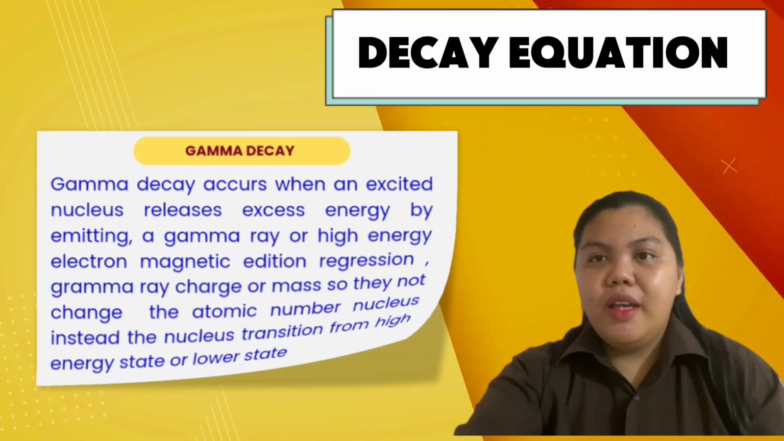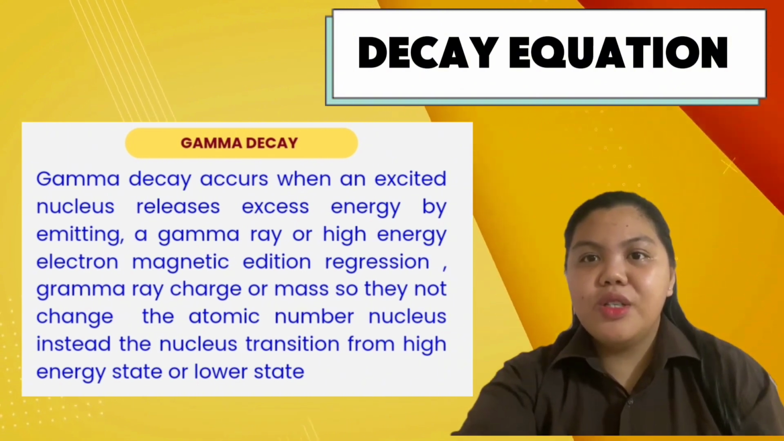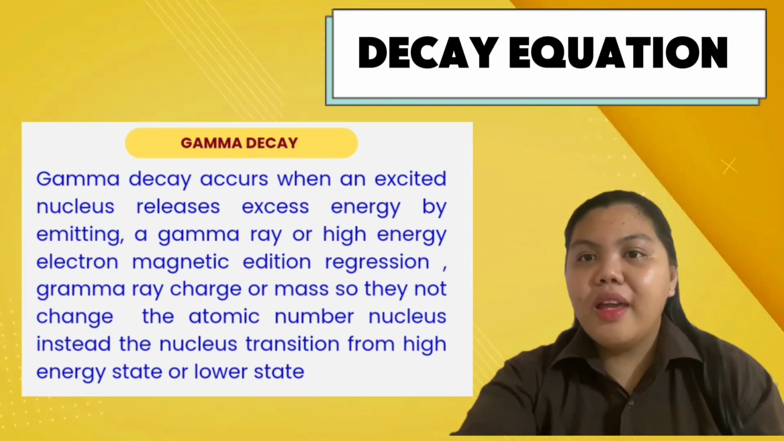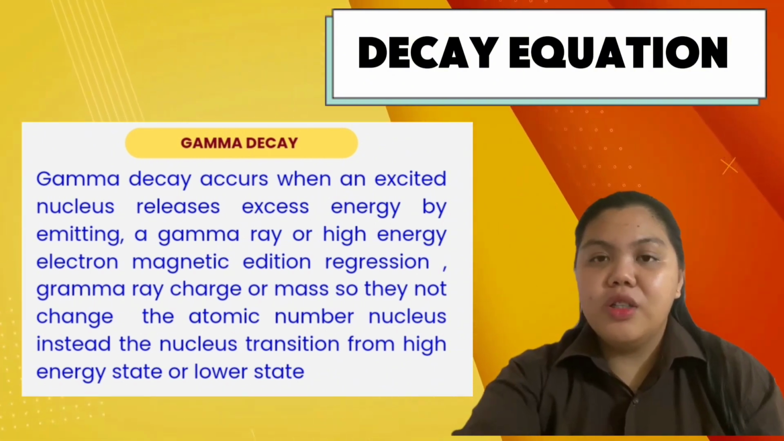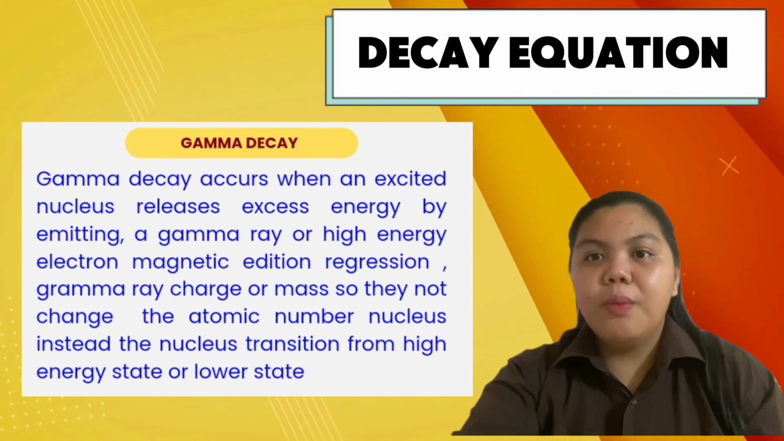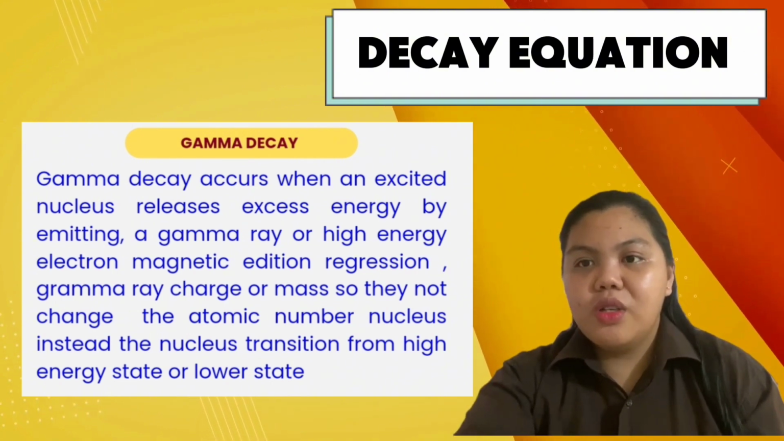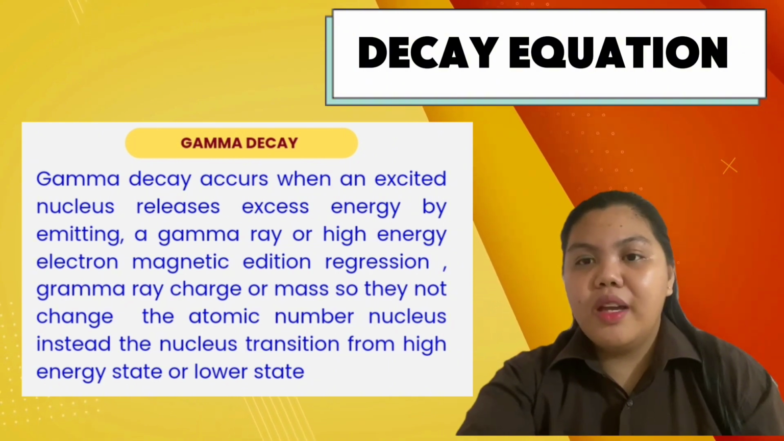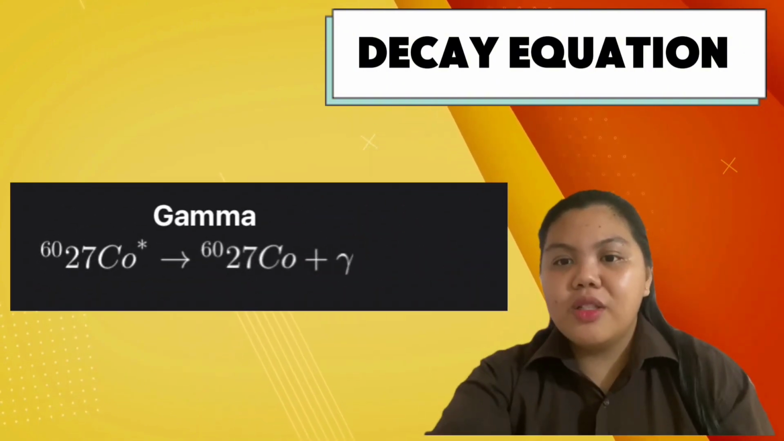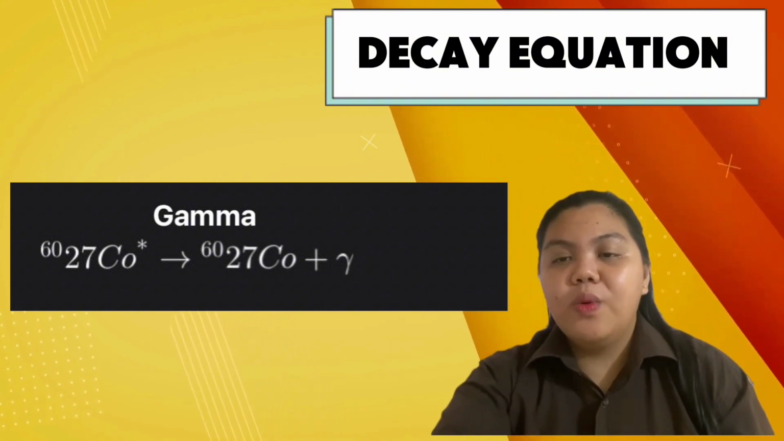Next is the gamma decay. Gamma decay occurs when an excited nucleus releases excess energy by emitting a gamma ray, a high-energy electromagnetic radiation. Gamma rays do not carry charge or mass, so they do not change the atomic number or mass of the nucleus. Instead, the nucleus transitions from a higher energy state to a lower energy state. An example reaction is cobalt-60 emitting a gamma ray to transition to a lower energy state.